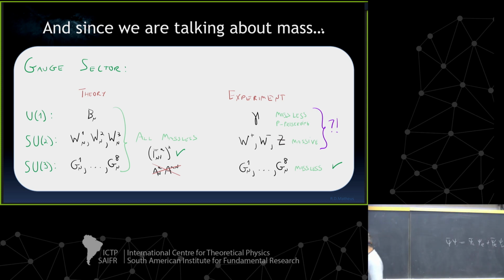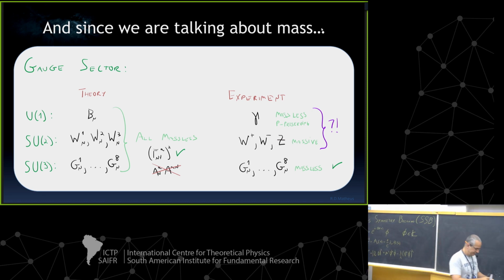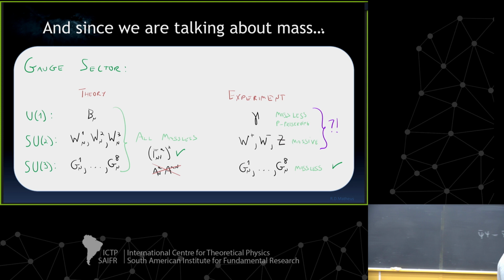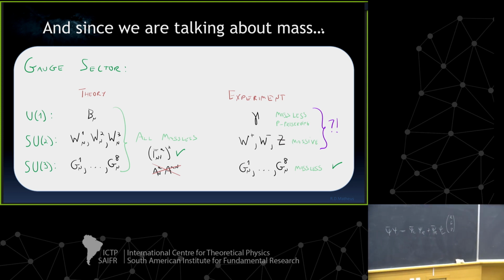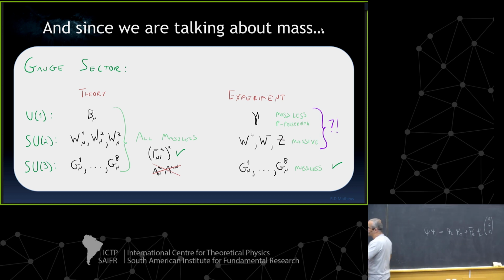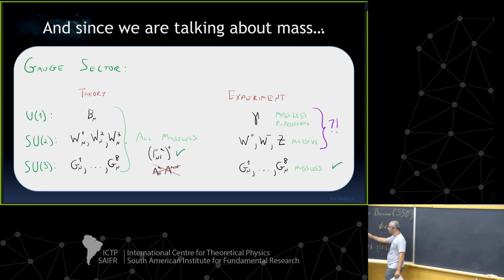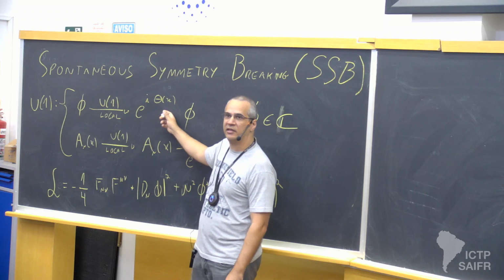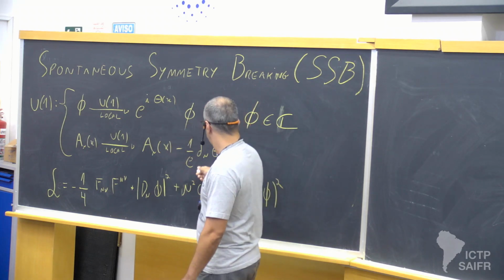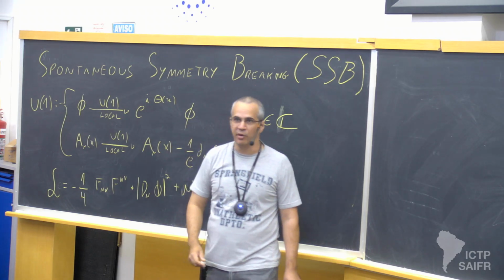So let's see what happens if you do that in a quantum field theory, right? This I'll do on the blackboard, because it's actually doing calculations. So the system I have in mind is the simplest possible, right? Just take a local U(1) with one complex scalar transforming like that, right? And the accompanying gauge boson.